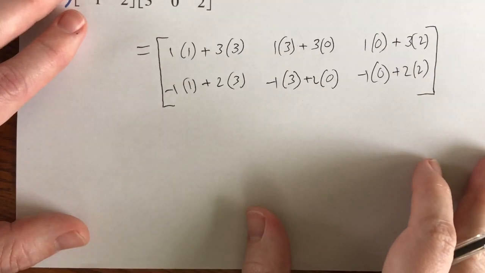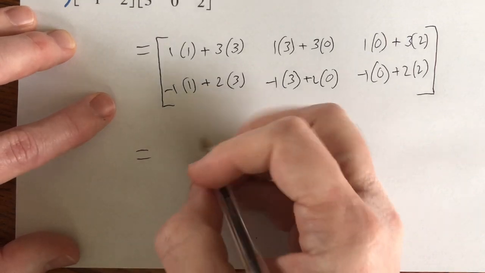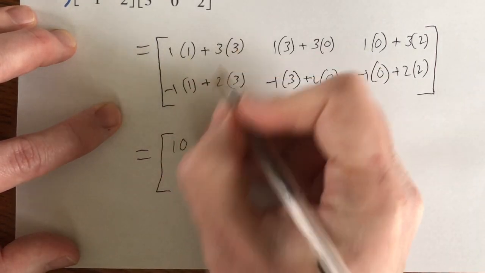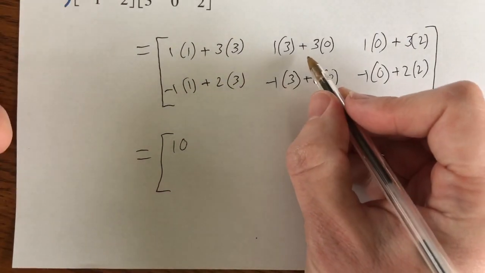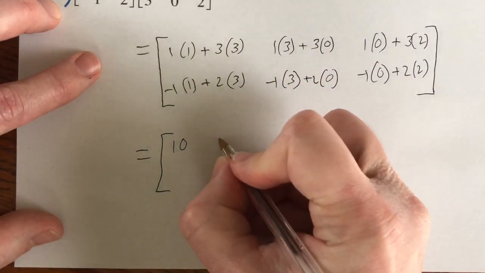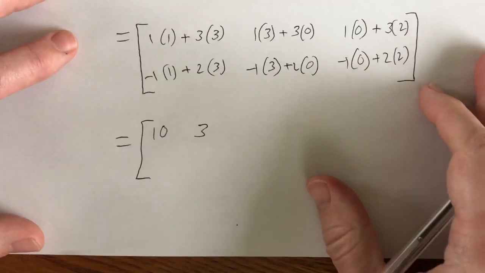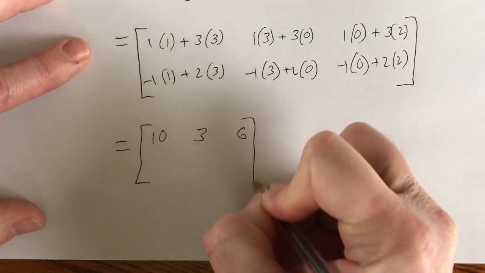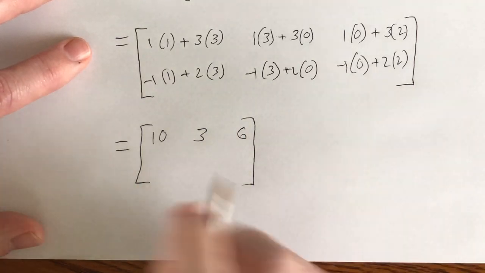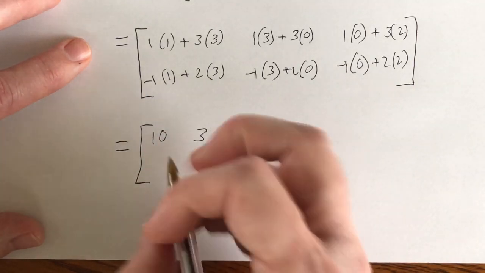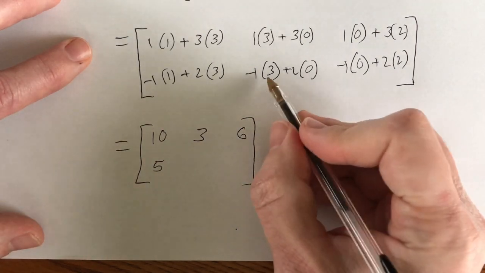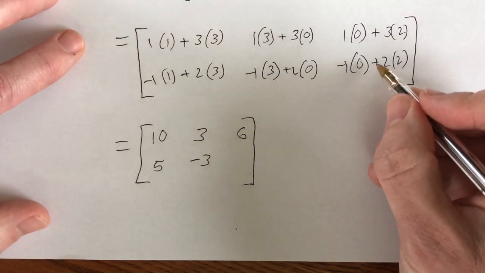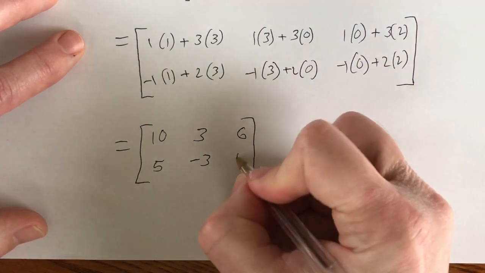All right, so our result here, when we simplify all of this, would be what? This would be 1 plus 9, or 10. This would be 3 plus 0, which is 3. This would be 0 plus 6, which is 6. There's your first row. And then we do -1 plus 6, which is 5. We do -3 plus 0, which is -3. And finally, we do 0 plus 4, which is 4.